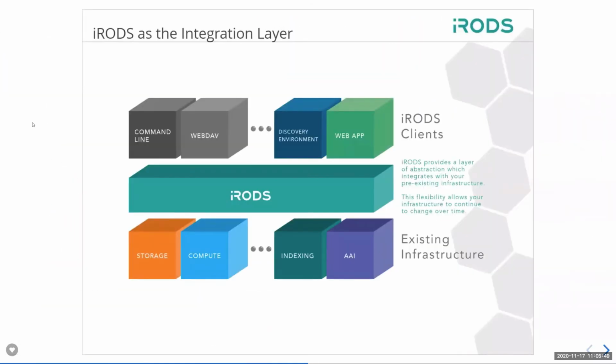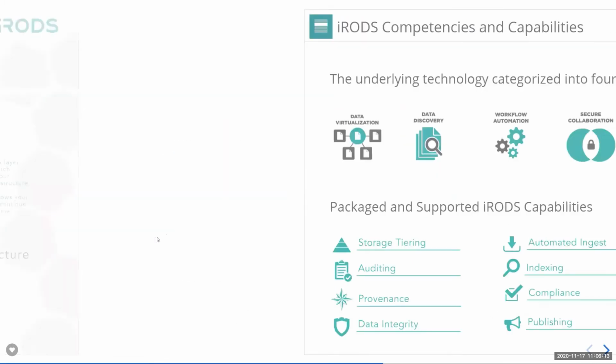We like to view iRODS as an integration layer on top of all of your existing infrastructure. I like to call this a horizontal integration layer, which will give you the ability to abstract your underlying storage, as well as combine all of your other potential services, such as authentication and authorization infrastructure, indexing potentially for deep discovery, compute, and so on. So we provide this abstraction layer above all of that existing infrastructure.